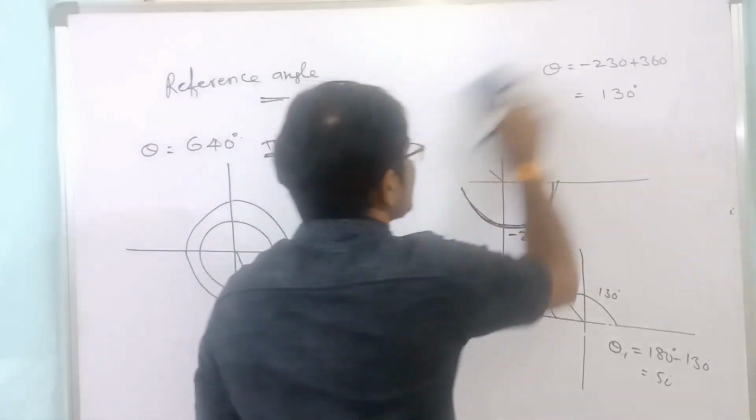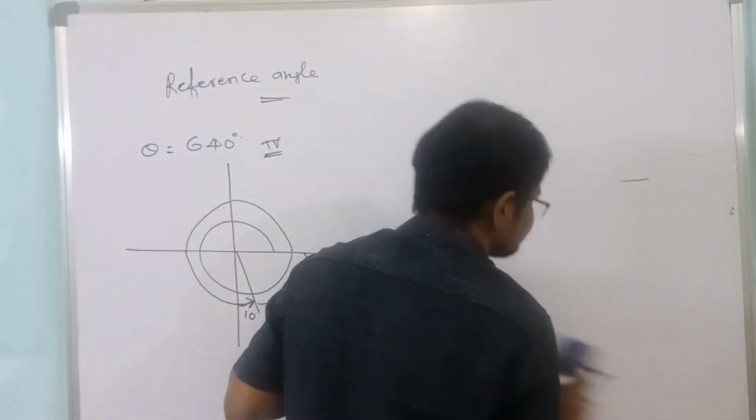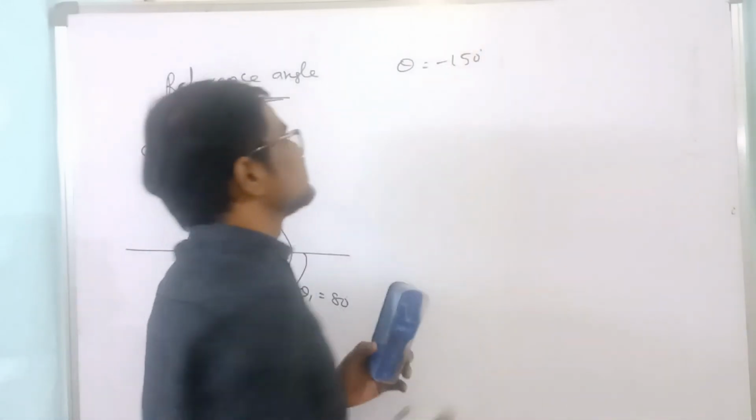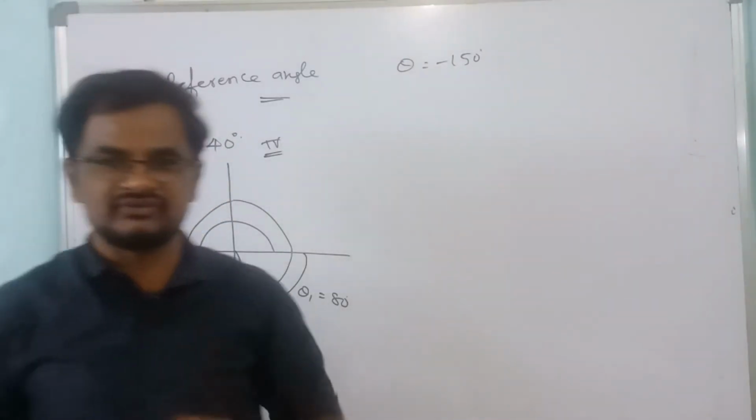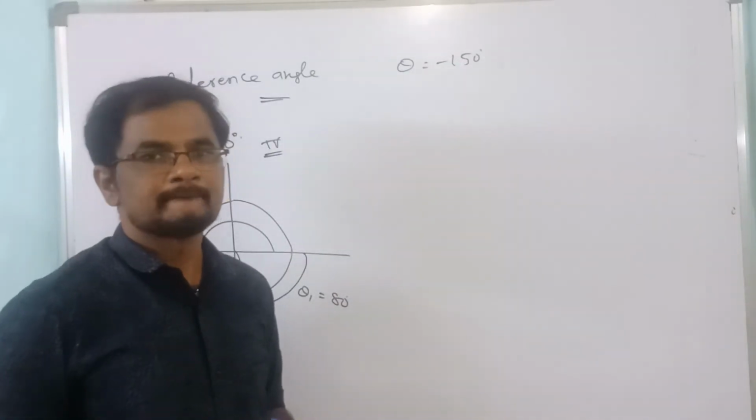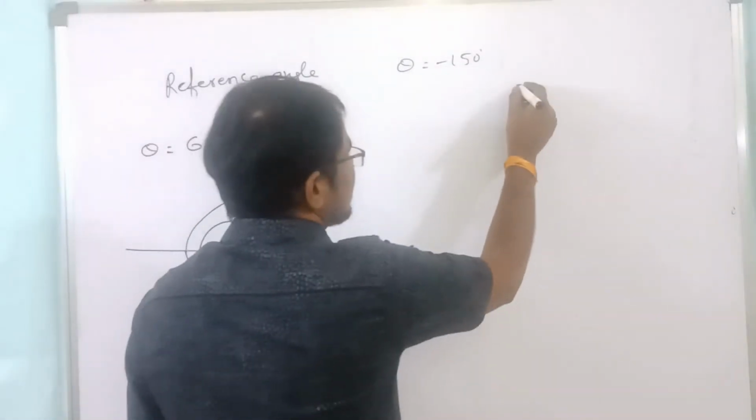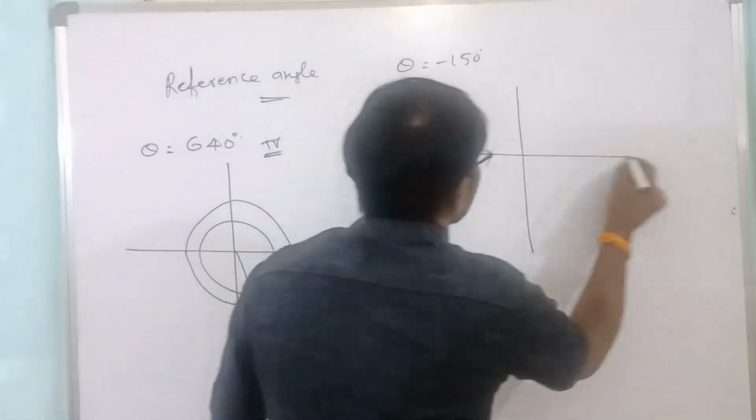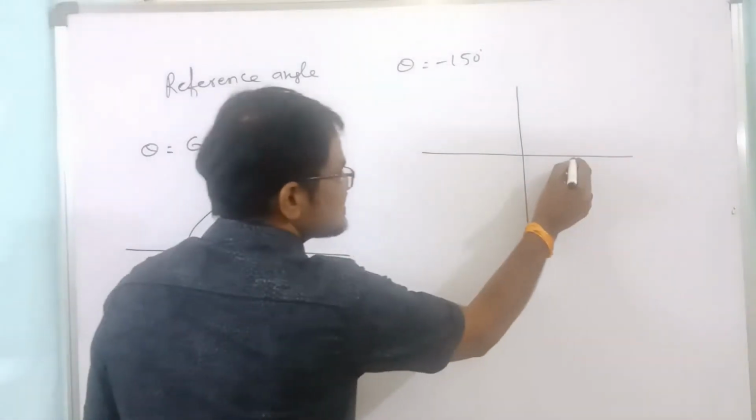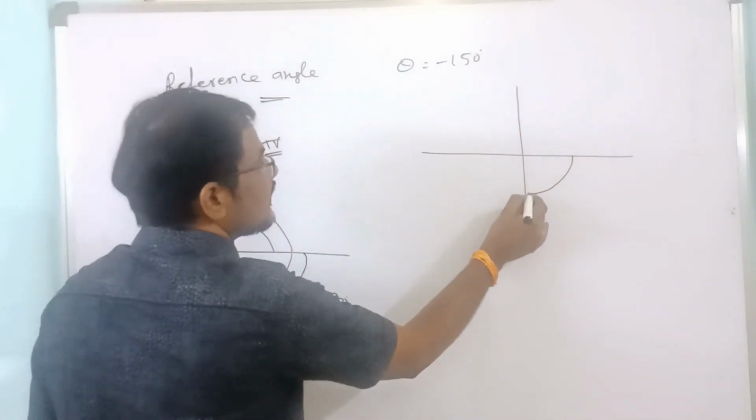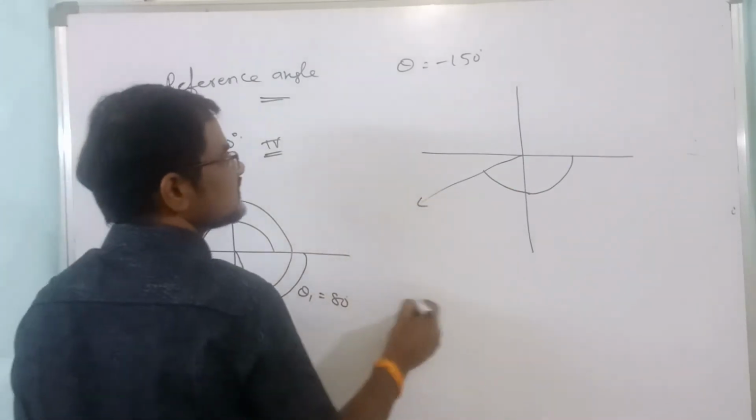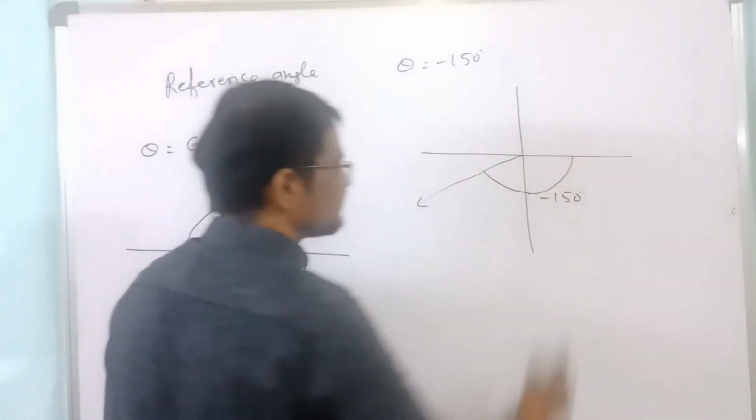Suppose the angle is given like this, theta equal to minus 150. What is the reference angle for this one? So like this we have to take. Minus 150 means this is minus 90 minus 60, so anywhere like this you will get. So this is minus 150.